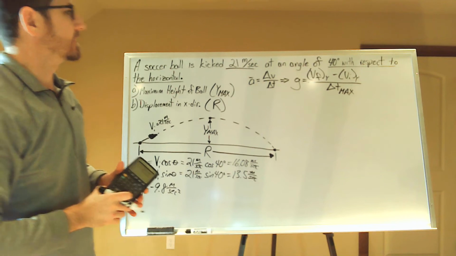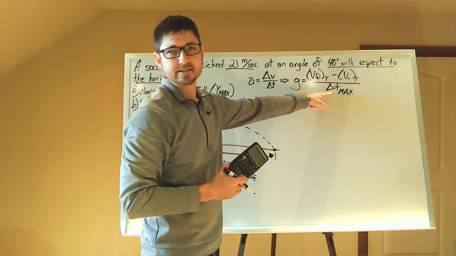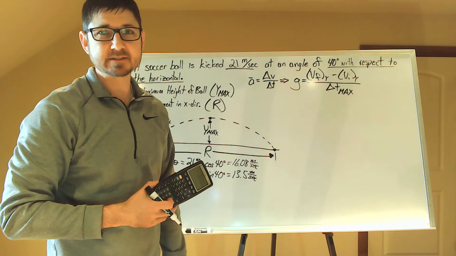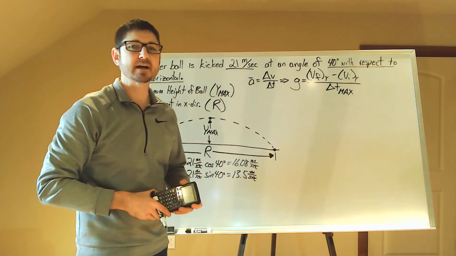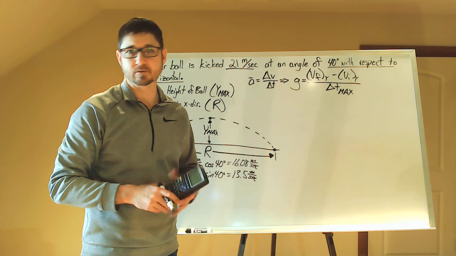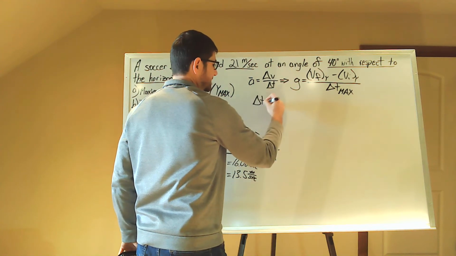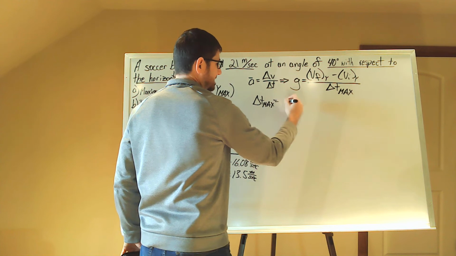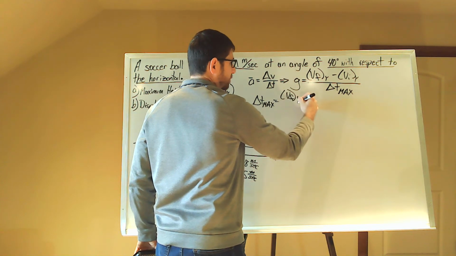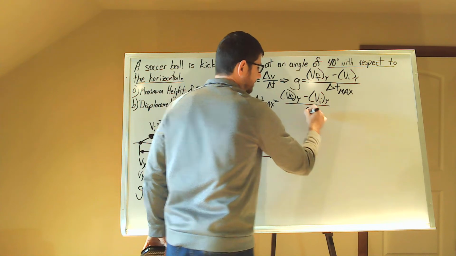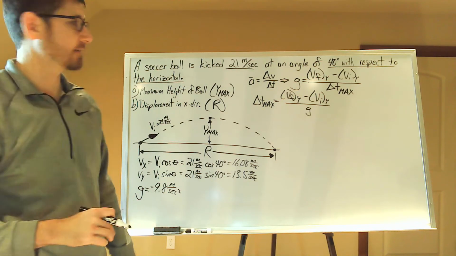Okay? Now, what we're going to do is isolate delta t sub max. So we're going to multiply delta t max on both sides of the equal sign and then divide by the acceleration due to gravity. So what we have is delta t sub max is equal to v sub f sub y minus v sub i sub y divided by the acceleration due to gravity.